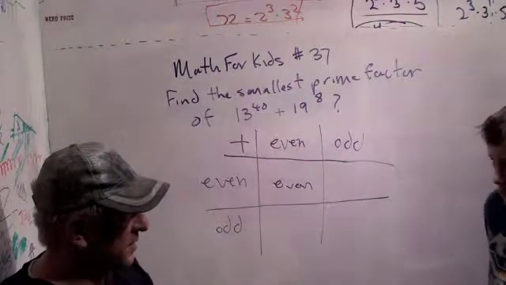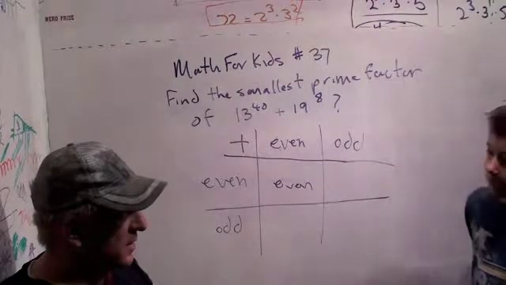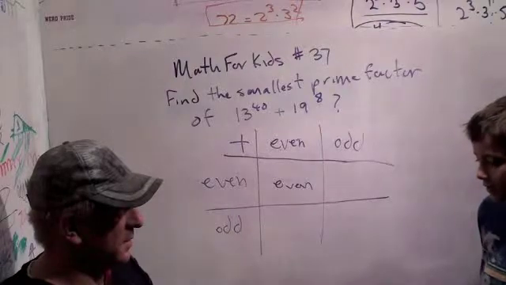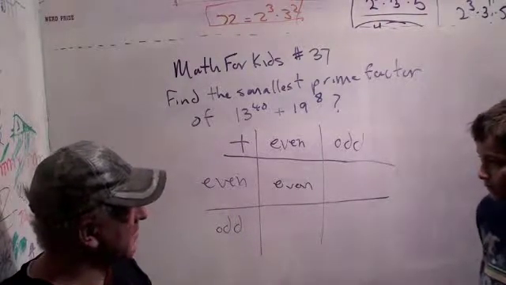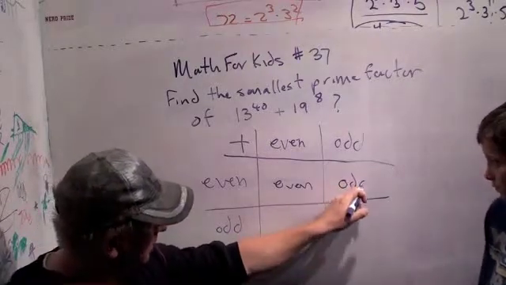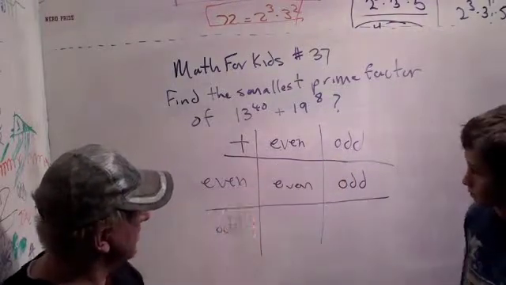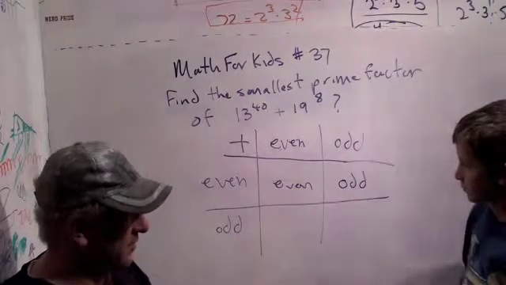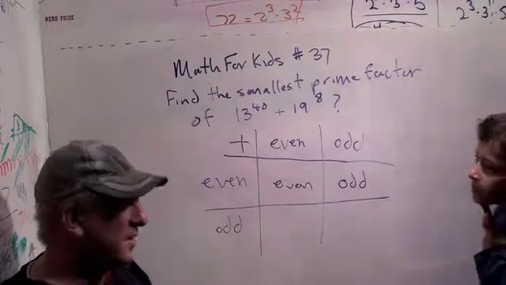An odd plus an even. A number that's not divisible by 2 plus a number that is divisible by 2 is a number that's not divisible by 2. Like 3 plus 2. 3 plus 2 is 5. So why is an odd number plus an even number an odd number? Why is that always not divisible by 2?